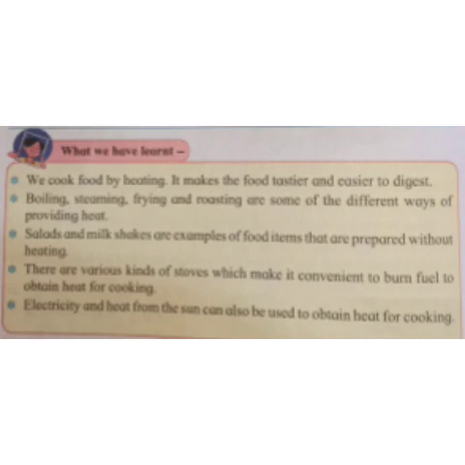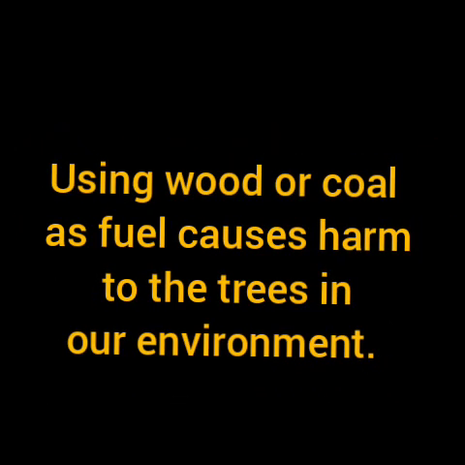There are various kinds of stoves which make it easier and convenient. Convenient means easy to burn the fuel to obtain heat for cooking. We learned different types of stoves: the kerosene stove, the electric hot plate, the solar cookers, and the coal sigdi. These are different kinds of stoves. Electricity and heat from the sun can also be used to obtain heat for cooking. Now, always remember, using wood or coal as fuel causes harm to the trees in our environment.